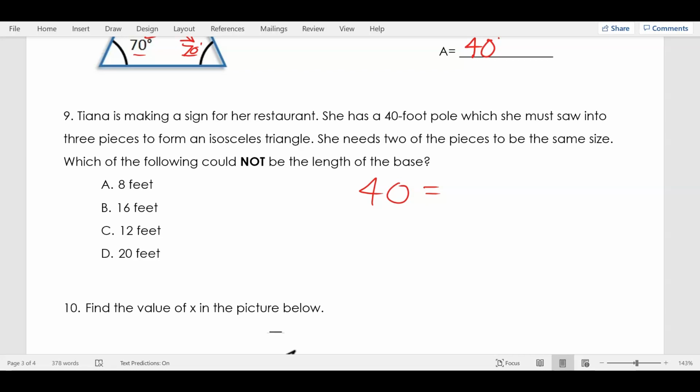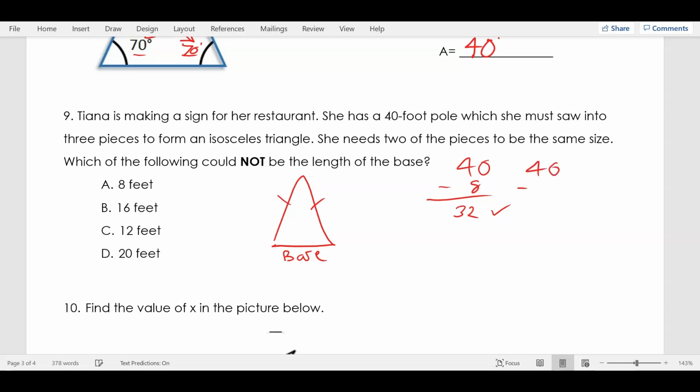Let's see here. We'll have to do this bit by bit. If the length of the base is 8, okay. So if it's 8, then we're going to take the total 40 minus 8, and we're left with 32. And could you cut 32 in half? Yes. Okay. What about letter B? If you subtract 16, you would get 24. Could you cut that in half? Yes. What about 12? Minus 12 gives you 28. Could you cut that in half? Yes. Minus 20 is 20. Could you cut that in half? Yes.